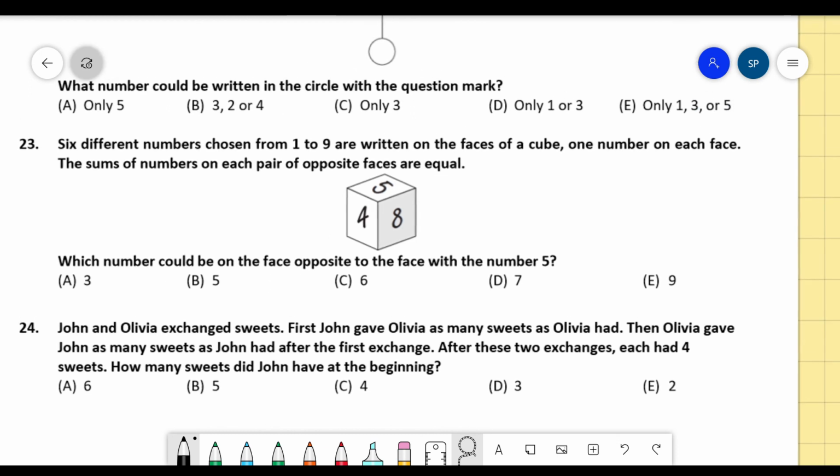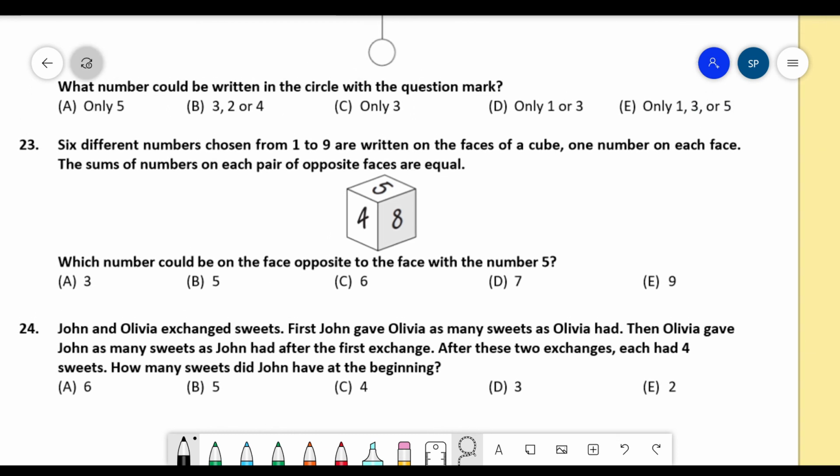23. 6 different numbers chosen from 1 to 9 are written on the faces of a cube, one number on each face. The sums of numbers on each pair of opposite faces are equal. Which number could be put on the face opposite of 5?